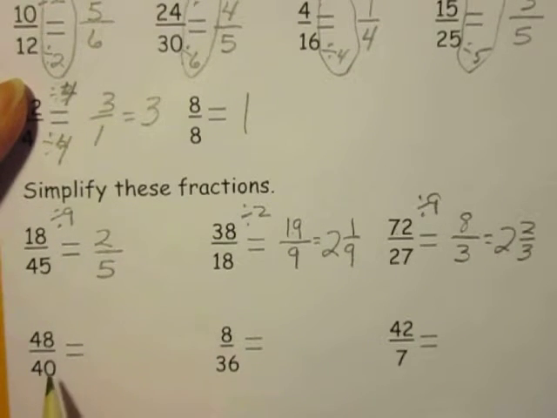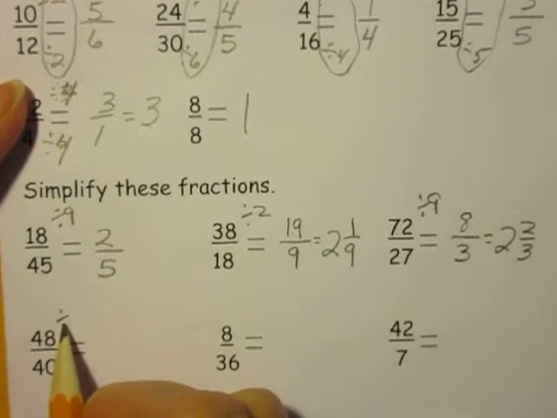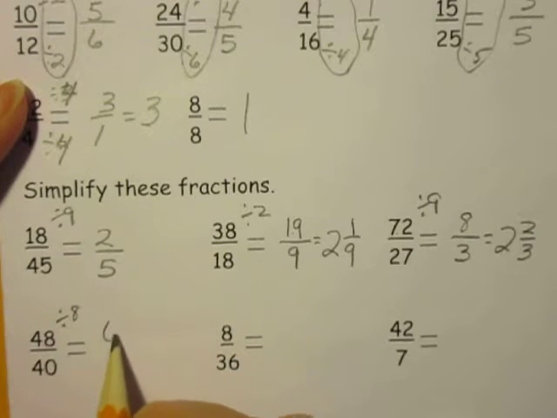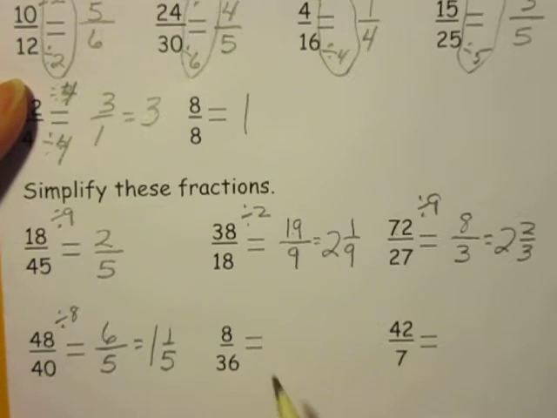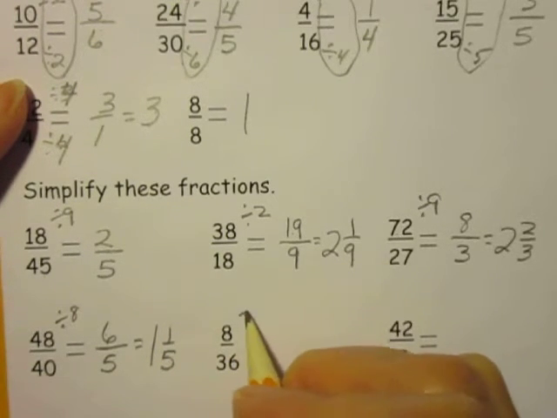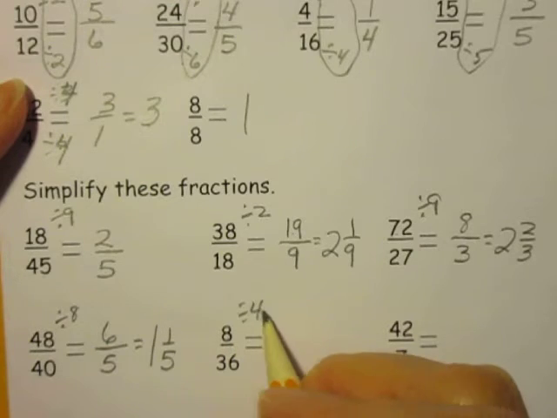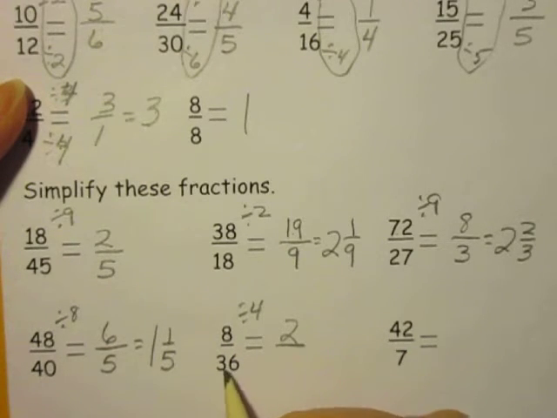This next one, 48 and 40, both are divisible by 8. I'm going to go with that. That would give me 6/5, and again 5 goes into 6 one time with 1/5 left over. This one here, these are both divisible by 4. 8 divided by 4 is 2. 36 divided by 4 is 9, and that's all I can do with that one.